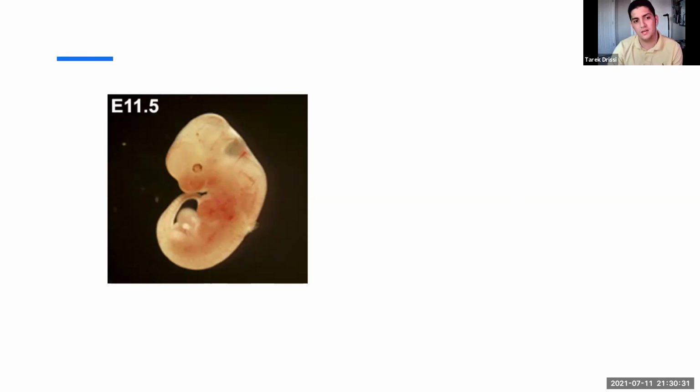These embryos, none of them will be human, of course. We don't do experiments on humans. They will all be animal models that people are certified to work with. So don't worry about seeing anything like that. These will all be animals.